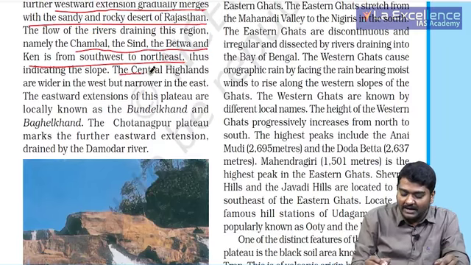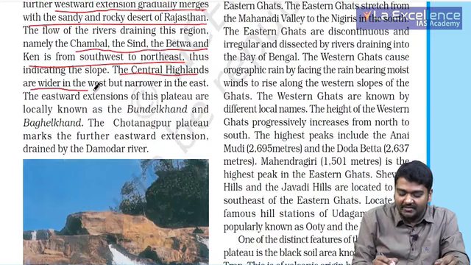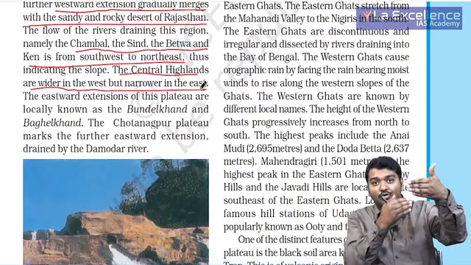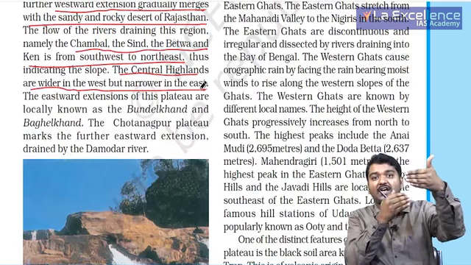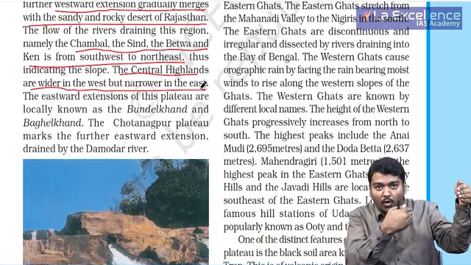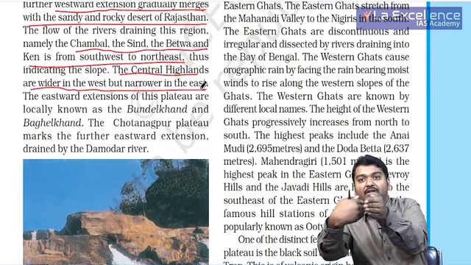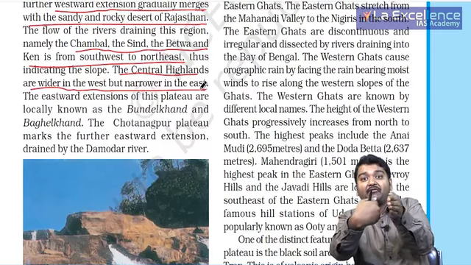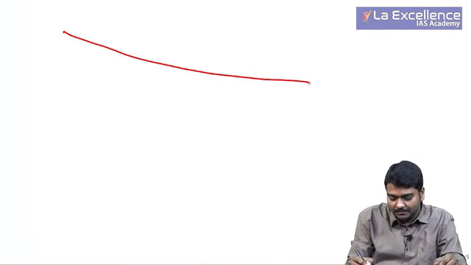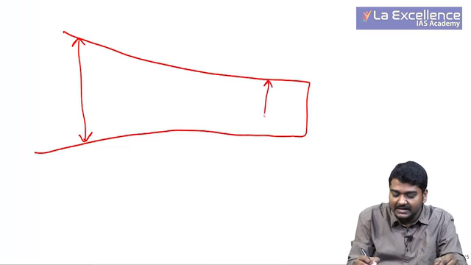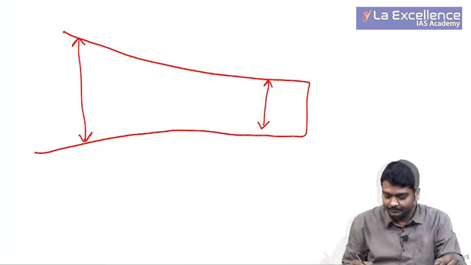The central highlands are wider in the west but narrower in the east. The meaning of that is, usually from Maharashtra to Rajasthan, if you see, the width is more, but as you come closer to Bihar, the width reduces. So we usually see the width reducing. So the width is more in the western side and it is less in the eastern side, right?